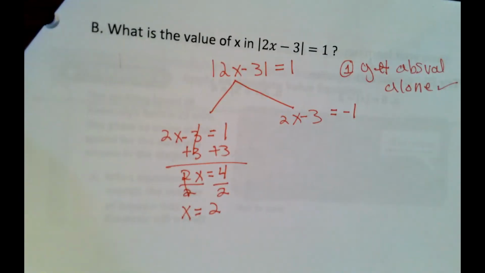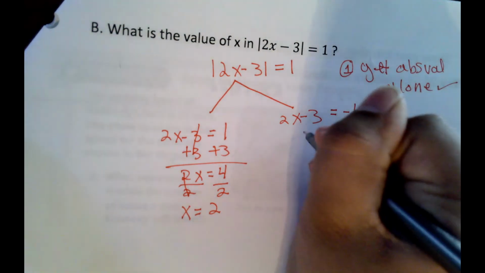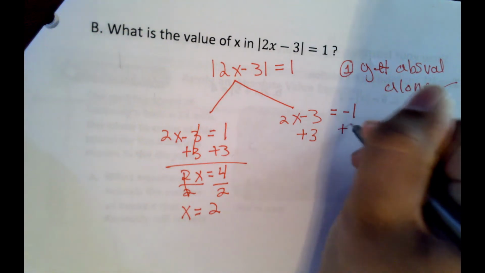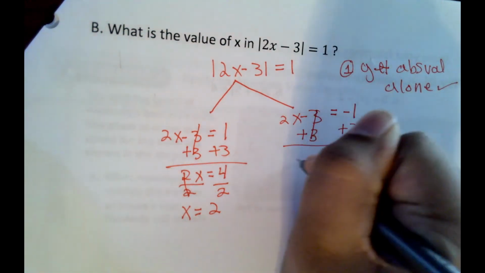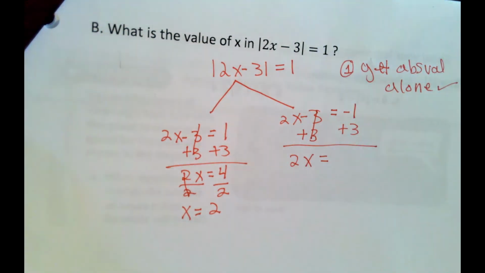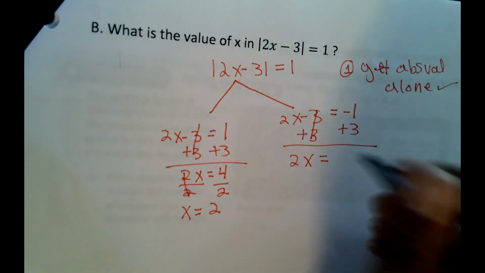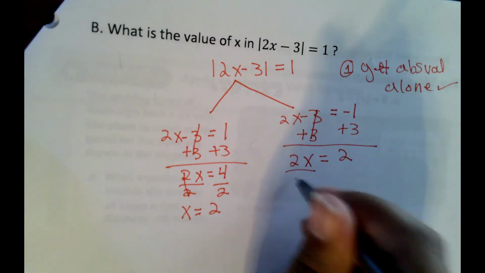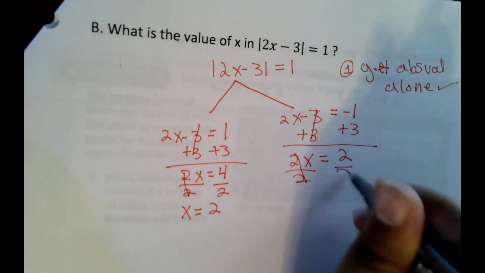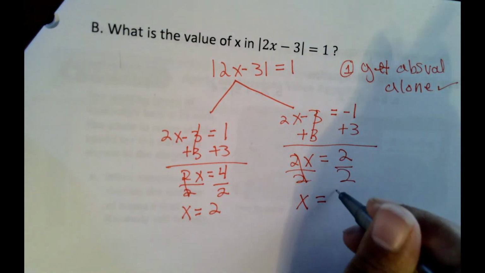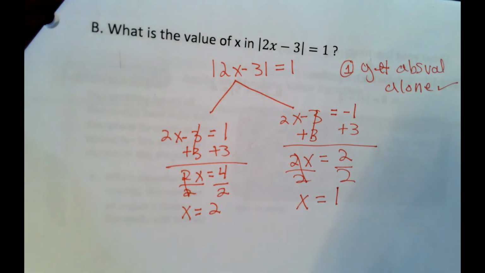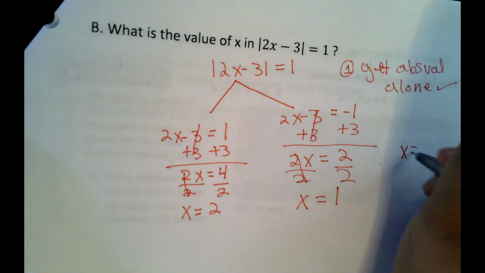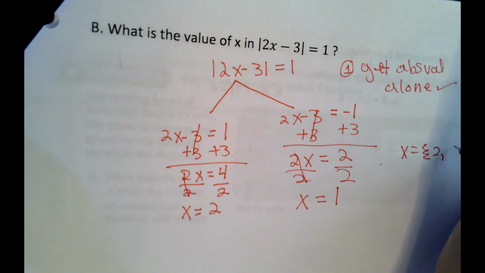We're going to do the same steps to this equation over here, but it's going to be different because our solution is negative. So add 3 to both sides. Bring your 2x down, but instead of a 4, you're going to get a 2. Because negative 1 plus 3 is 2. Divide by 2 on each side. And you'll get x is equal to 1. So our answer is x equals 2 and 1.